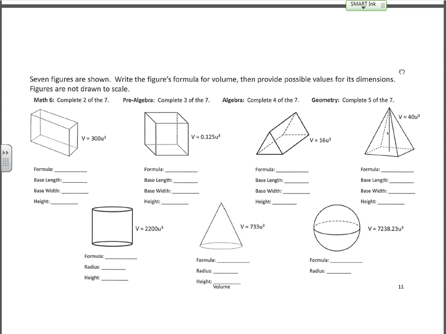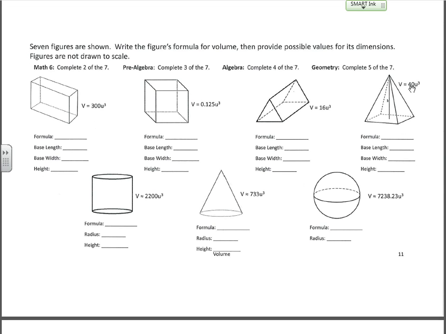Then we come to the magnificent 7. The 7 figures, 7 solids we've talked about in geometry this year with regards to volume. I provided the volume for you. You need to write the formula, and then what base, width, height, radius, whatever it asks for there, what lengths, what values give you that volume.